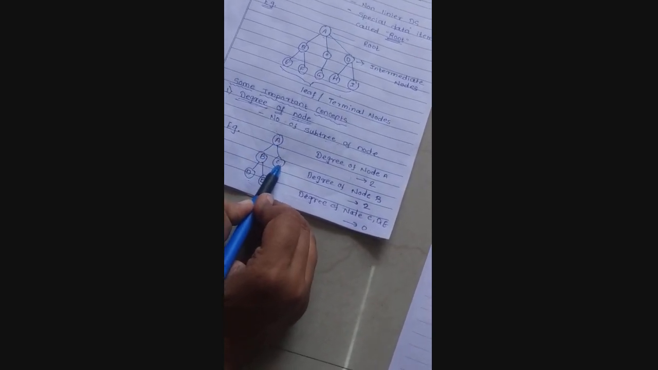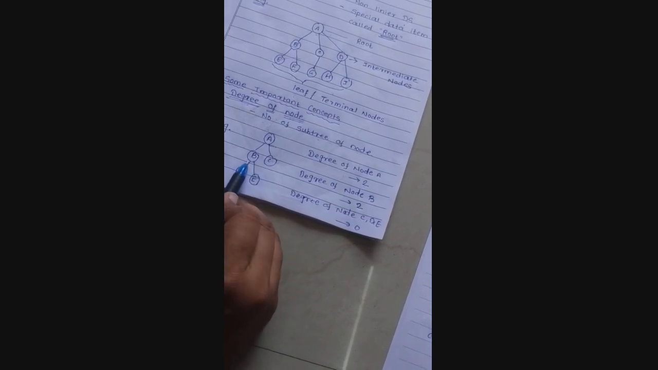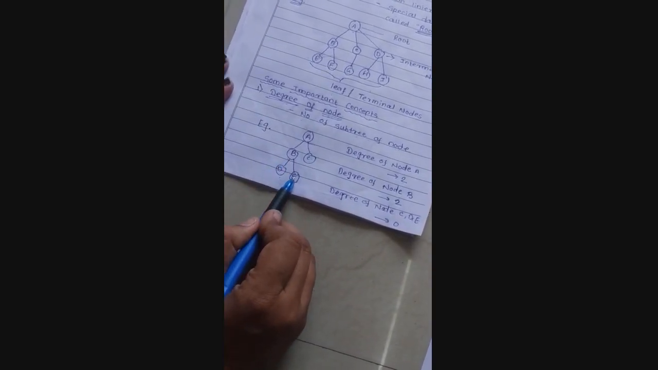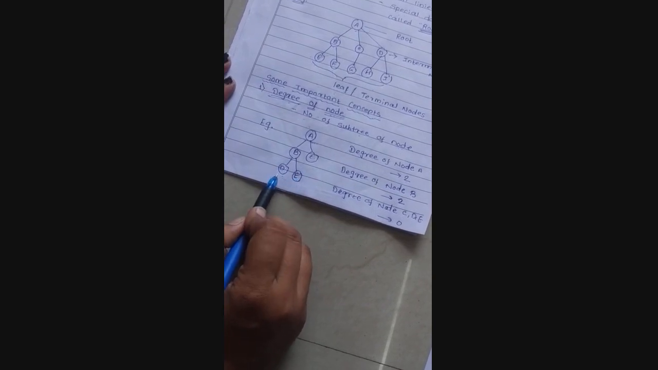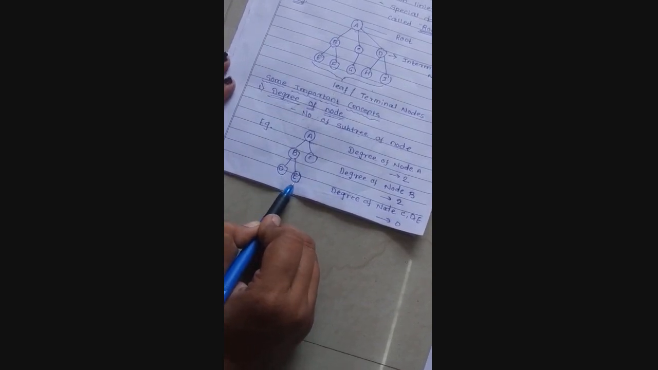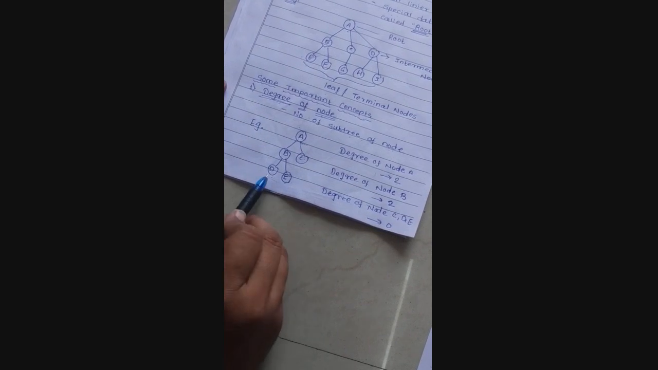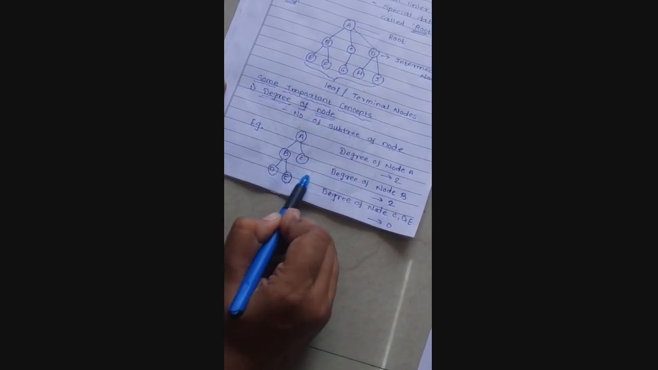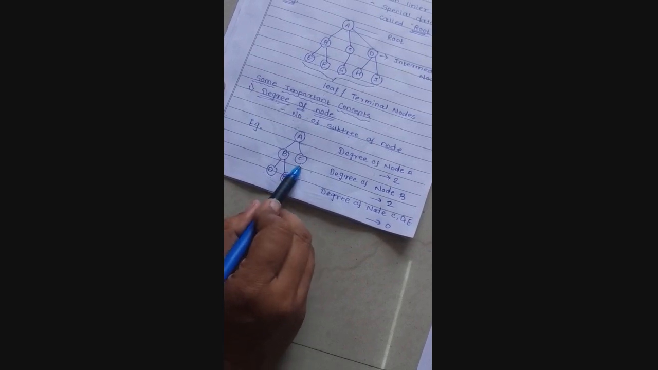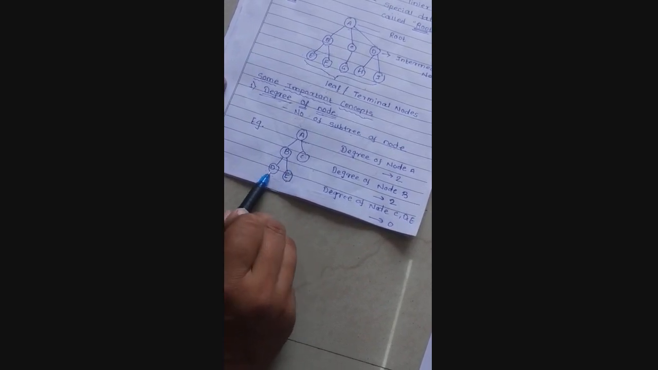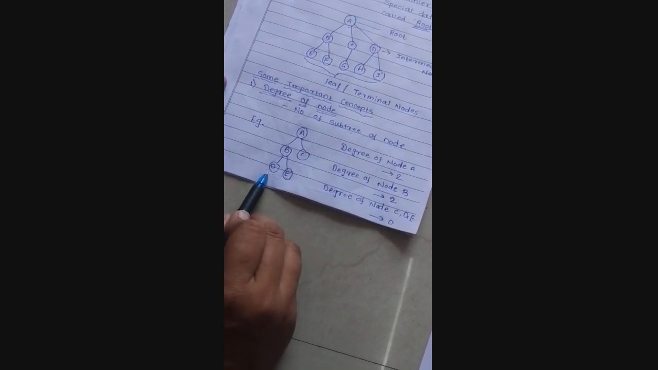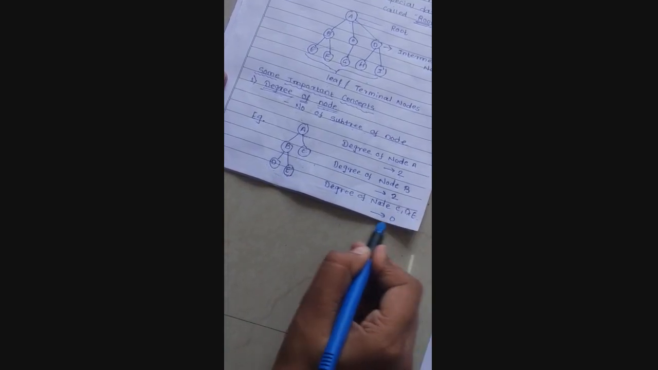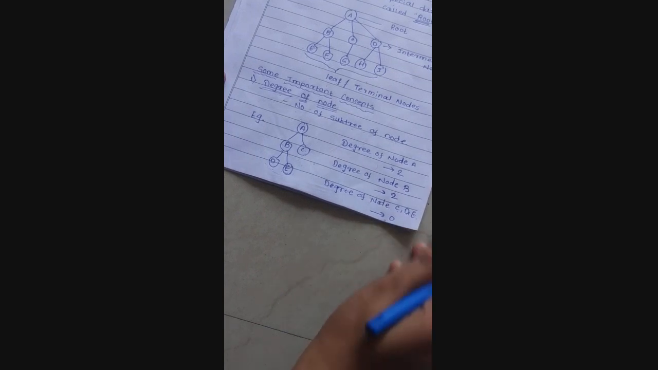there. In the similar way, the degree of node B is also 2, because B has 2 children, means the 2 subtrees are there. In the similar way, the nodes D, E and C don't have any child, means they don't have any nodes below that node. That's why the degree of C, D and E is 0. Clear everyone?